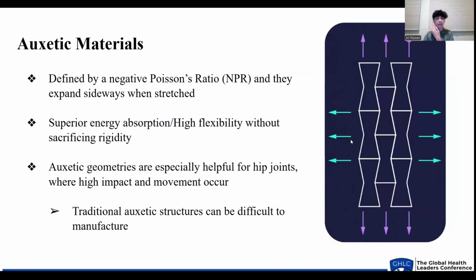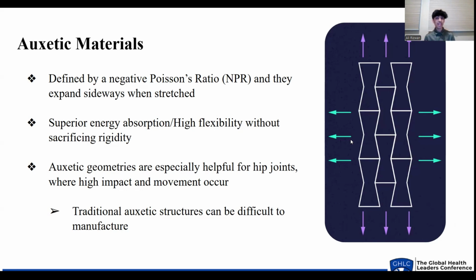So now, what are auxetic materials? Well, auxetic materials are defined by negative Poisson's ratio, meaning they expand laterally when stretched. This unusual behavior leads to better flexibility, enhanced energy absorption, and increased resistance to impact, making them ideal for biomedical implants. Now, in the context of prosthetics, auxetics can reduce implant micromotion, which helps minimize wear and bone resorption.